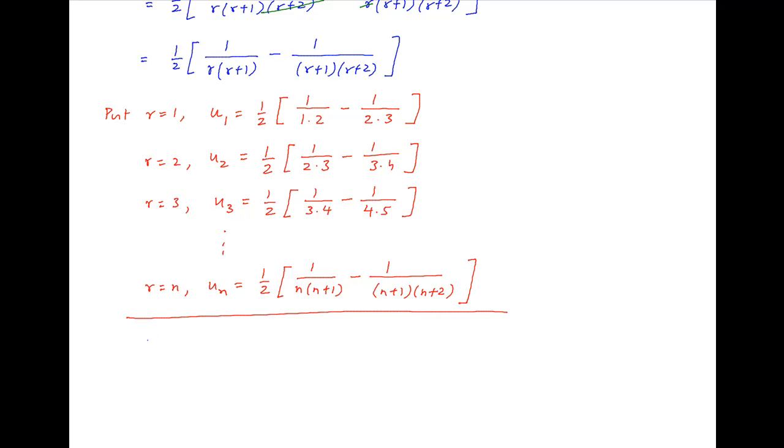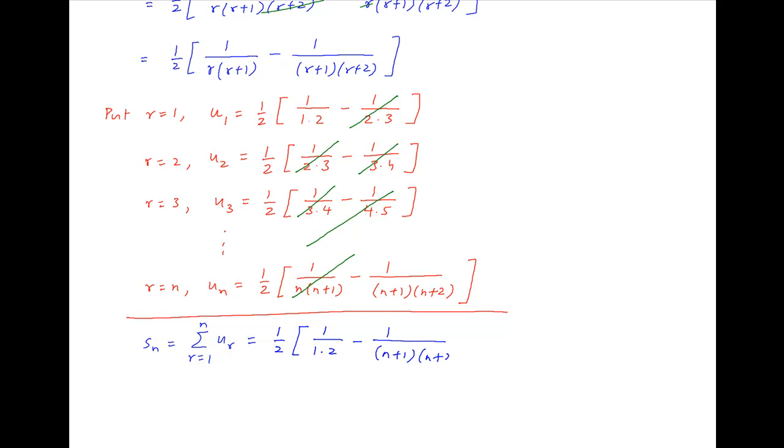Adding all of these expressions, on the left hand side we get the sum of the series to n terms, and on the right hand side we note that alternate terms cancel out and we are left with just two terms, the sum of which is equal to half of 1 upon 1 times 2 minus 1 upon (n plus 1) times (n plus 2).